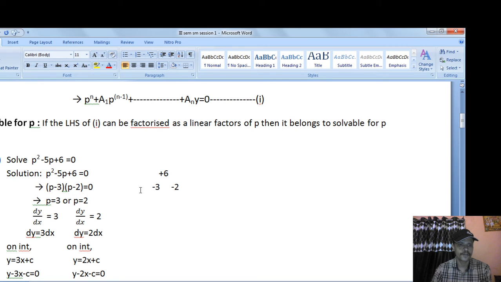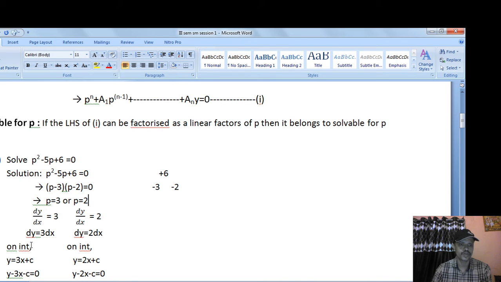And give the sign to the biggest number as in the middle term. Here minus is there, so the biggest number takes minus sign, minus 3, but we are adding to get 5. That means the other term also takes minus sign. And therefore the factors are p minus 3 into p minus 2 equal to 0. P minus 3 is equal to 0 or p minus 2 is equal to 0. That means p is equal to 3 or p is equal to 2. But p is dy by dx.